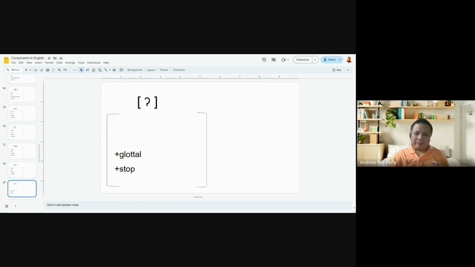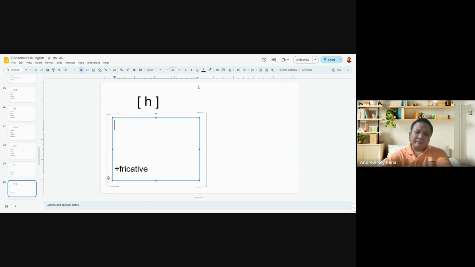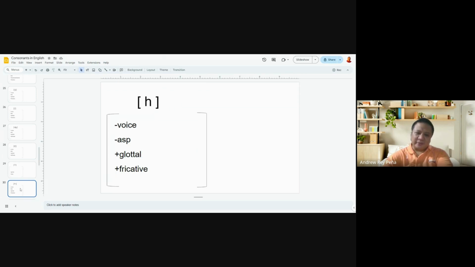Okay. Then we have the glottal fricative, which is the h. By the way, they're not equivalent. Okay. Now this one is voiceless. It's unaspirated. It's glottal, and it's a fricative. Voiceless, unaspirated, glottal, fricative.